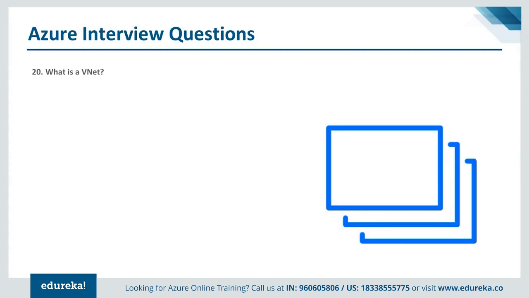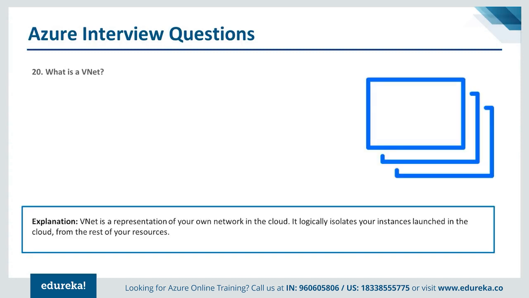Service Fabric represents the next generation middleware platform for building and managing these enterprise class tier 1 cloud-based applications. Now, what is VNet? VNet is basically my virtual network. It is a representation of your own network in the cloud. It logically isolates your instances launched in the cloud from the rest of the resources you have in the cloud. This is the whole network on which the configuration of machines depends, I mean the subnets and the address space.